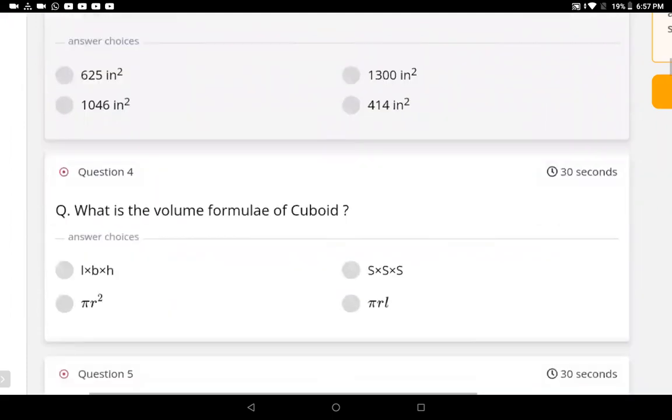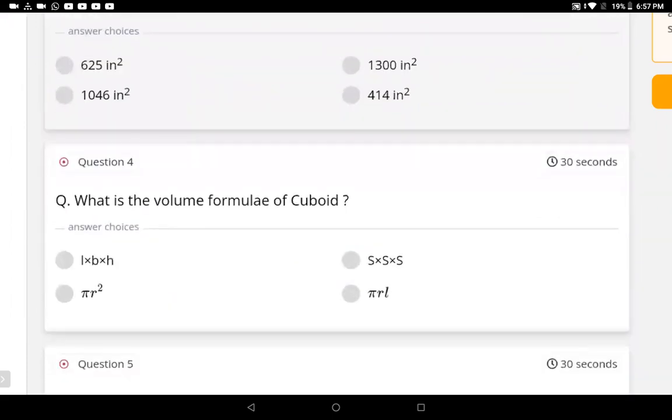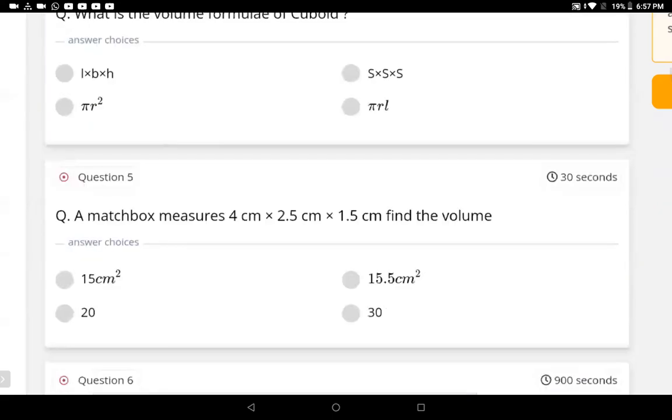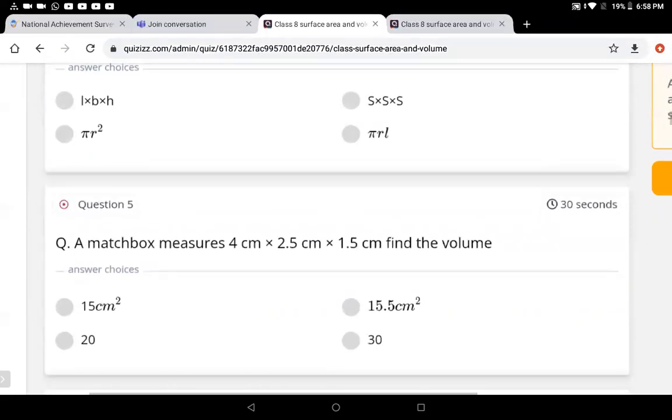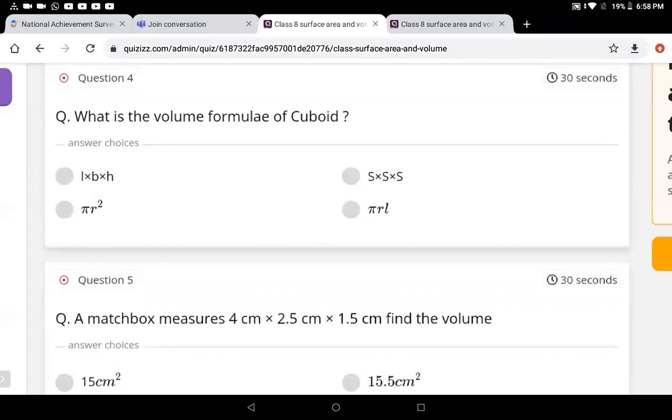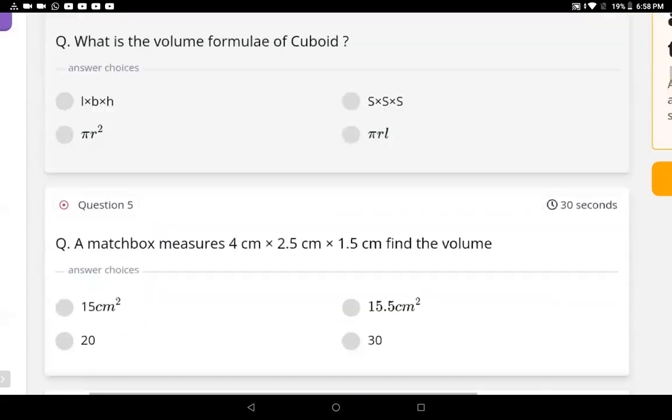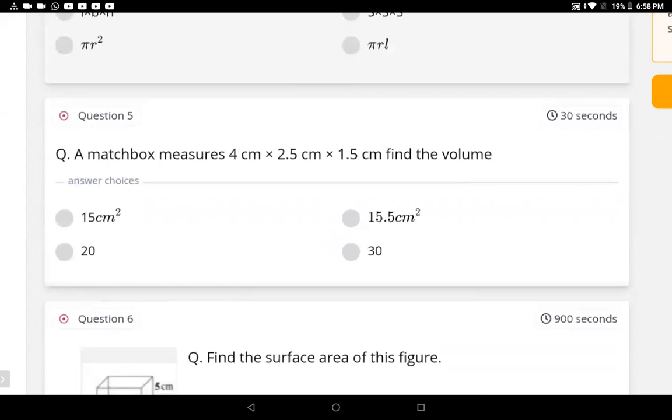Next question, what is the volume of a cuboid? L into B into H, option A, right? LBH, length multiplied with breadth multiplied with height. That's the volume of a cuboid. Next, a matchbox measured 4 centimeters. The dimensions of the matchbox are given. You need to find the volume.